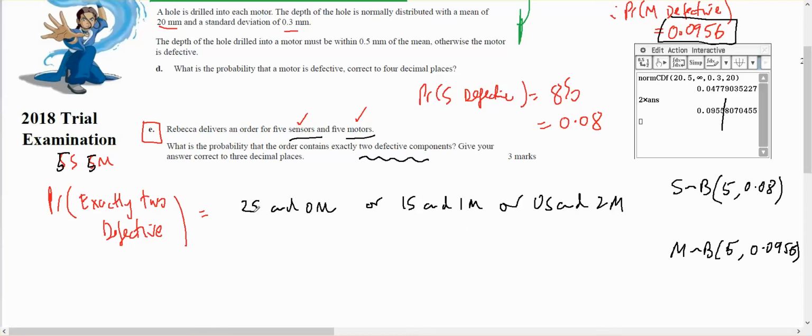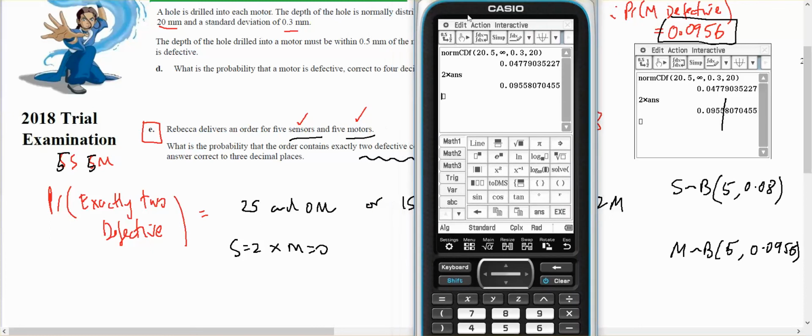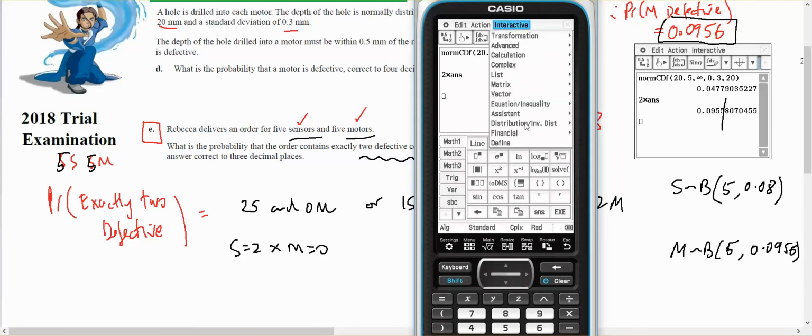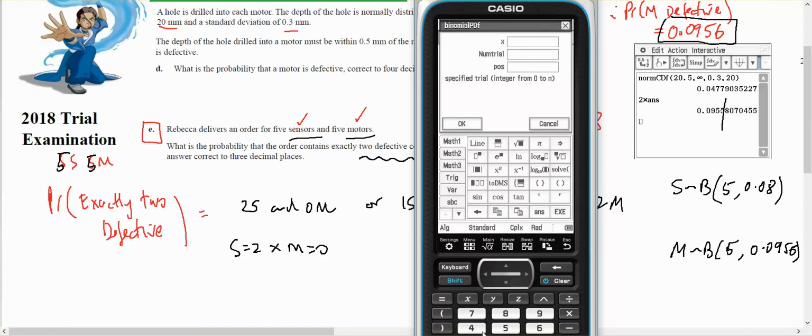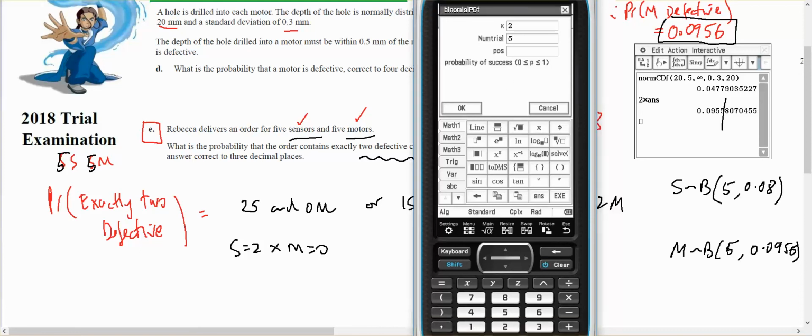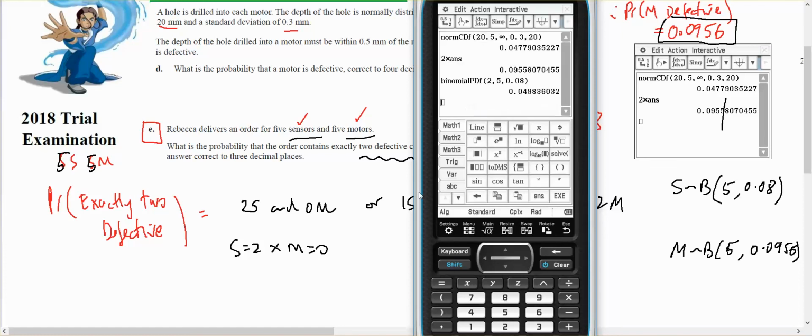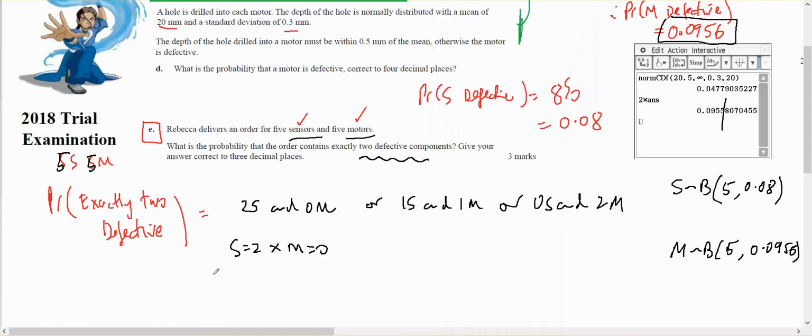So this is going to be S equaling 2 times M equaling 0. For S equaling 2, interactive, distribution, discrete, binomial PDF, I'm wanting 2. I've got 5 trials, and the probability of having a defective is 0.08. And that probability is 0.0498.